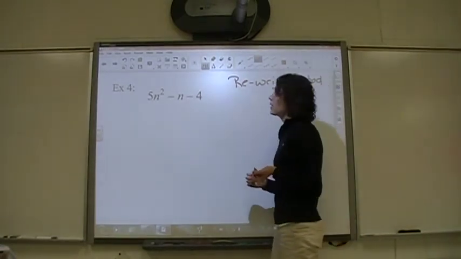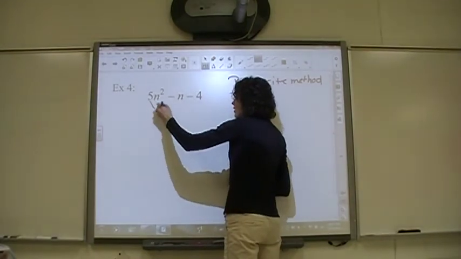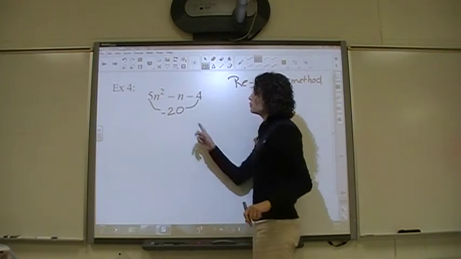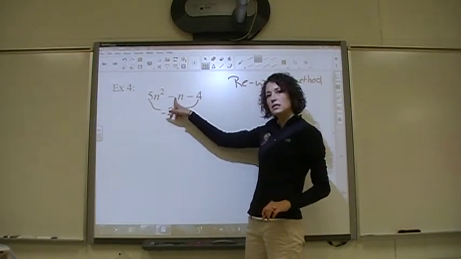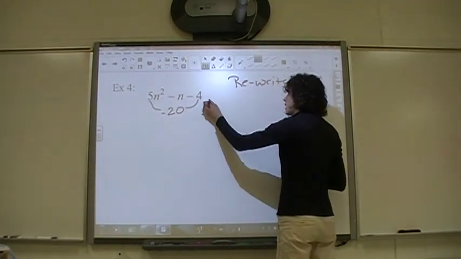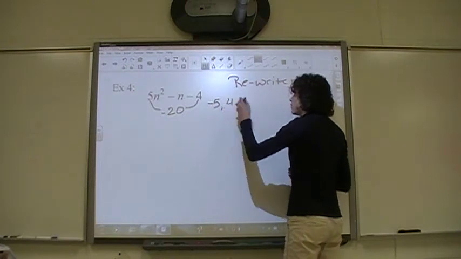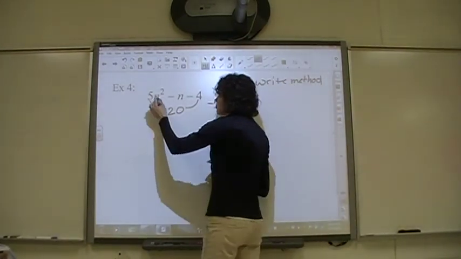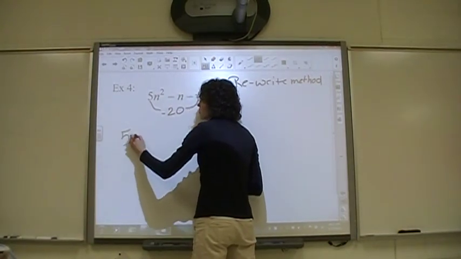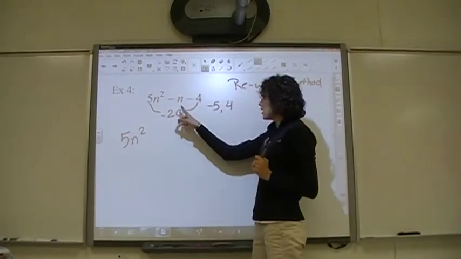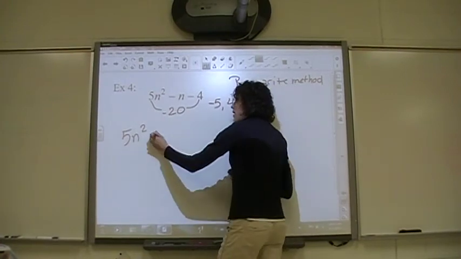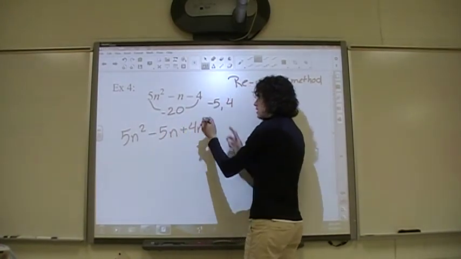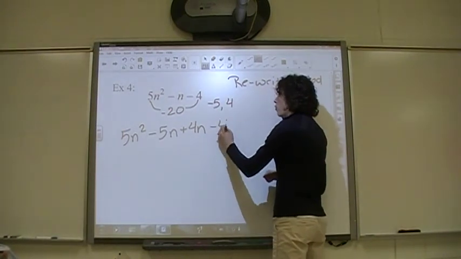Okay, so you have the rewrite method. So what you want to do is 5 times negative 4. That's going to give me a negative 20. So we want factors of negative 20 that add to negative 1. That's going to be negative 5 and positive 4. Now this is the rewrite part of this. Okay, so you want to rewrite your 5n squared. Now you rewrite your negative n as a minus 5n plus 4n. Then drop down your minus 4.